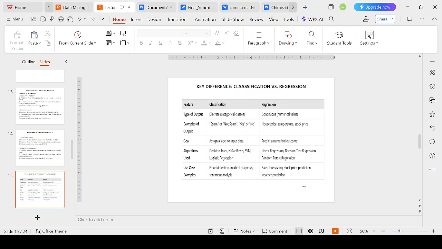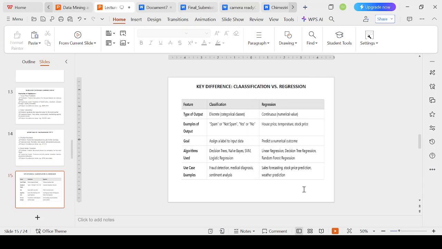In the features, we look at the type of output. The type of output in a classification problem is discrete. The type of output in a regression problem is continuous, a numerical value in another term. Examples of such outputs are spam or not spam, yes or no. Examples of a regression problem are house price, temperature, stock price. The goal of a classification problem is to assign a label to input data, while the goal of a regression problem is to predict a numerical output.